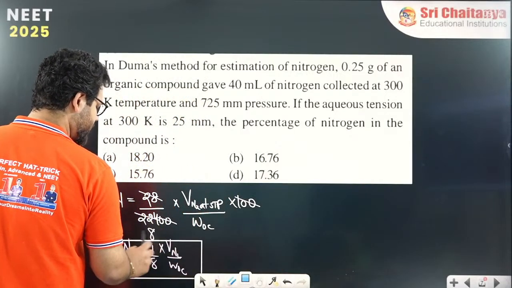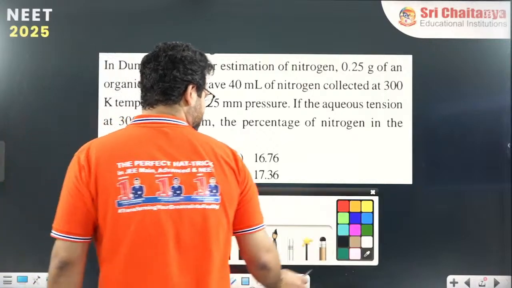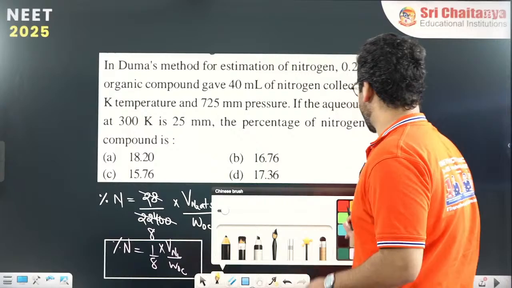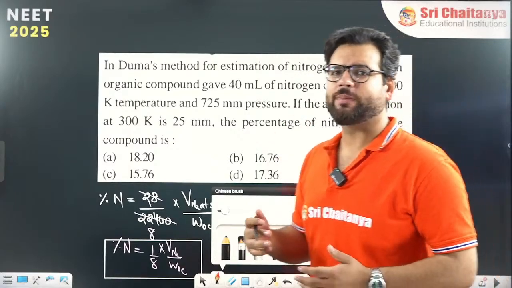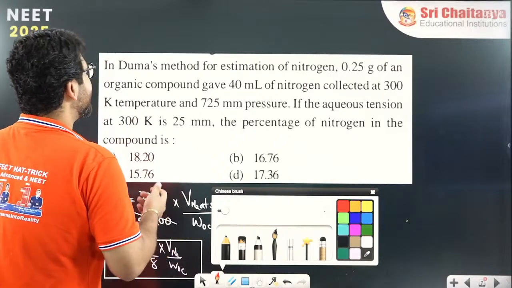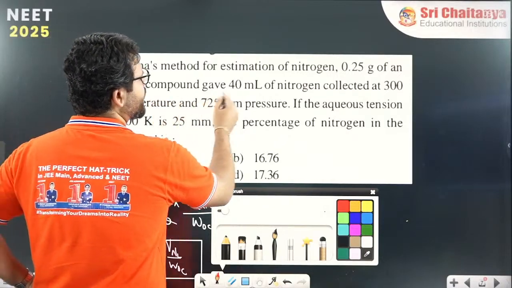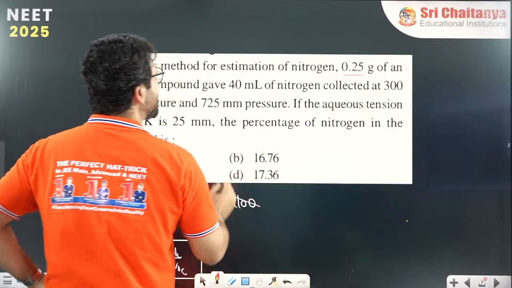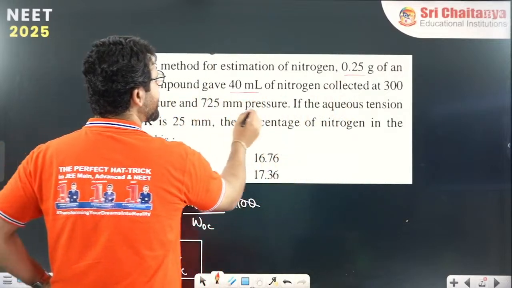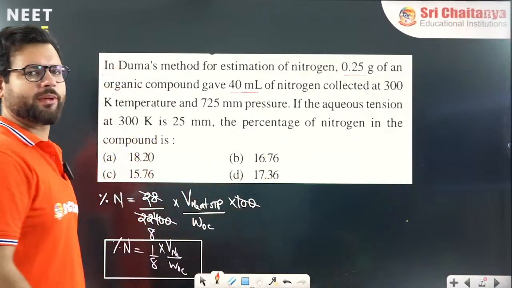Just we'll be using this formula. Now, be very careful that nitrogen's volume must be given at STP. If it is not given at STP, first convert it to STP volume. For example, here if I see an organic compound, 0.25 gram gave 40 ml of nitrogen at 300 Kelvin and 725 pressure. So this is not STP.